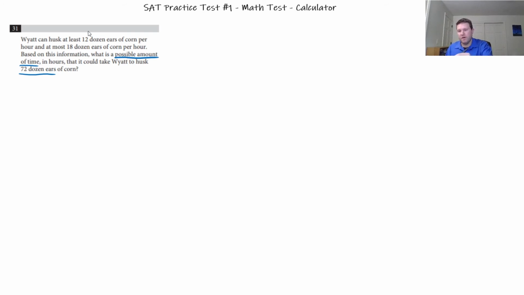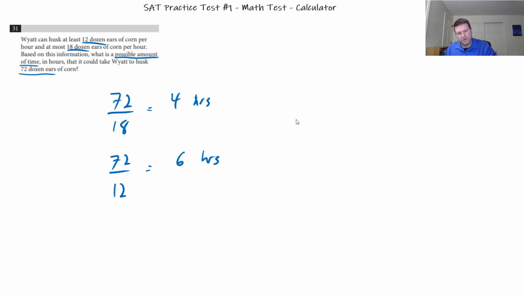And in terms of his rate, he does somewhere between 12 and 18. So if he goes as fast as possible, he would be doing 72 dozen divided by 18 dozen ears of corn per hour, right? If you divide this out, this would be 4 hours. Now, if he works as slow as possible, 72 dozen divided by 12 per hour, and that would give you 6 hours.